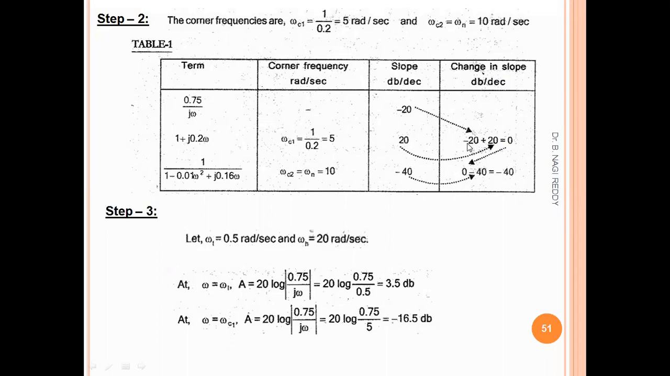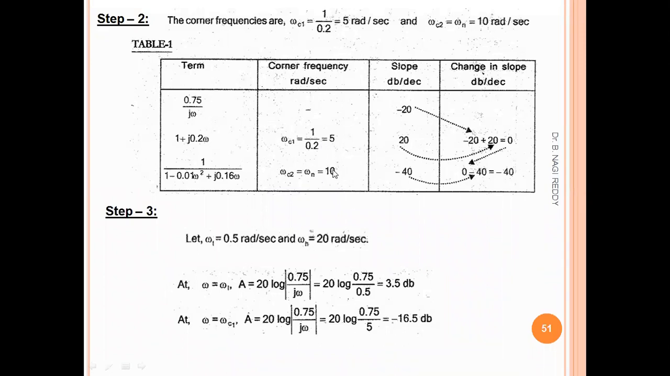So coming to the third step, we need to consider two more frequencies. One is the lower frequency omega L, and the second is a higher frequency, which is omega H. So omega L and omega H. The omega L value can be chosen such that it will be very, very low when compared with all the corner frequencies. You can see the corner frequencies are 5 and 10 radians per second. So we have to consider an omega value below 5.